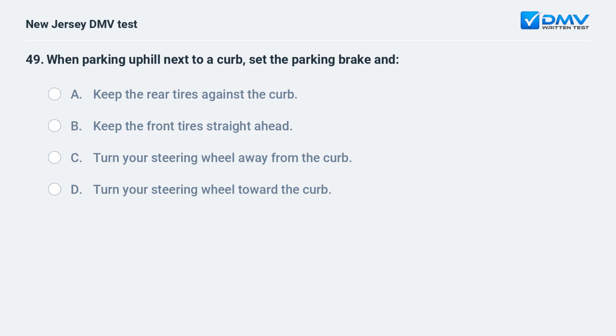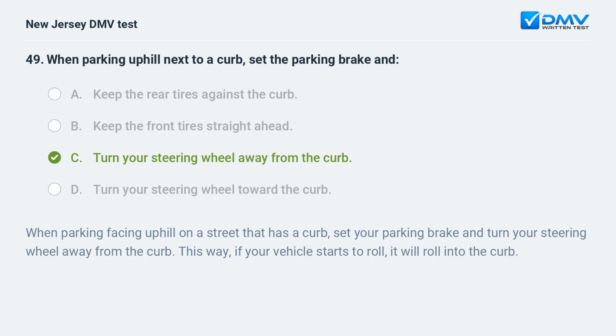When parking uphill next to a curb, set the parking brake and A. Keep the rear tires against the curb. B. Keep the front tires straight ahead. C. Turn your steering wheel away from the curb. D. Turn your steering wheel toward the curb. The answer is C. Turn your steering wheel away from the curb.